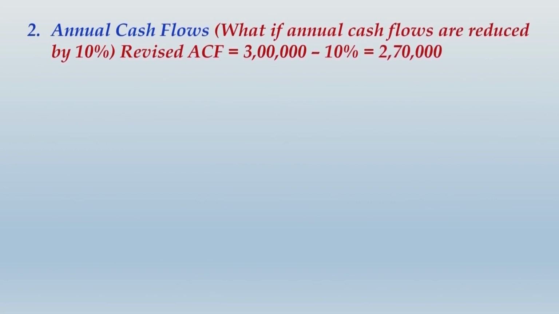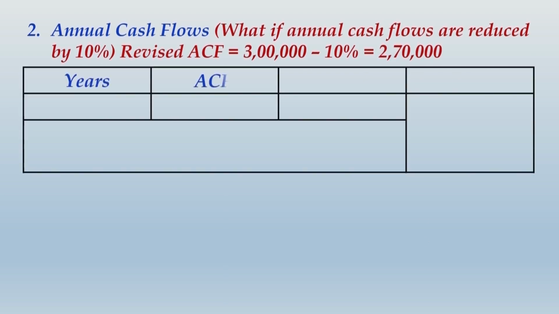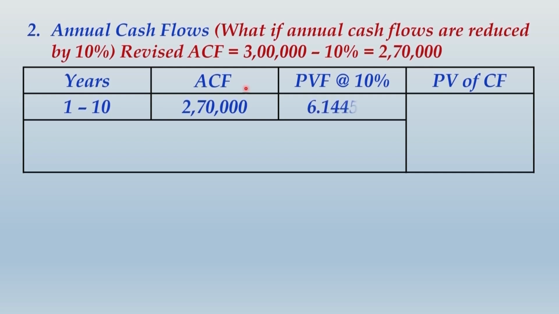The second part of the question says about annual cash flows. What if the annual cash flows are reduced by 10%? Revised annual cash flows will be 2,70,000. Now here we'll have to recompute everything by making one change, just one change. Annual cash flows will become 2,70,000 instead of 3 lakhs. Other things will not change.